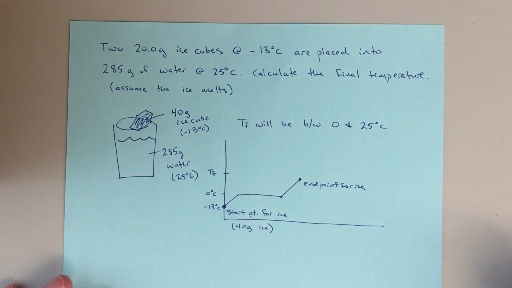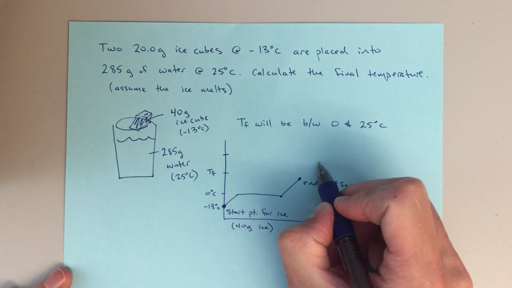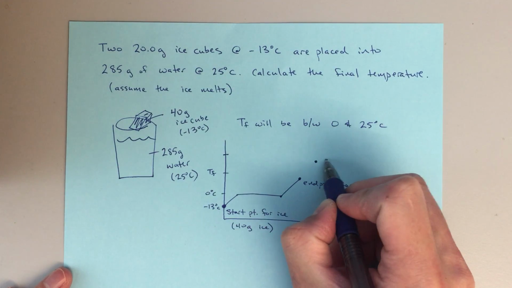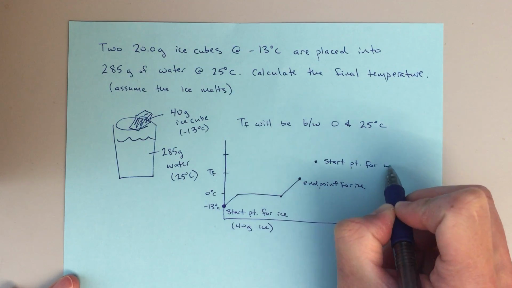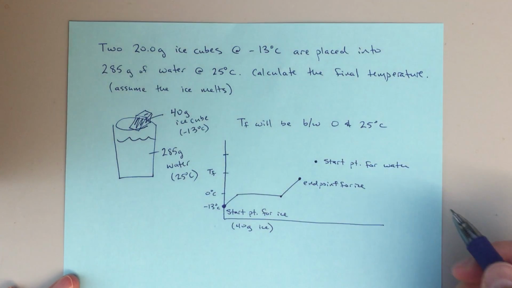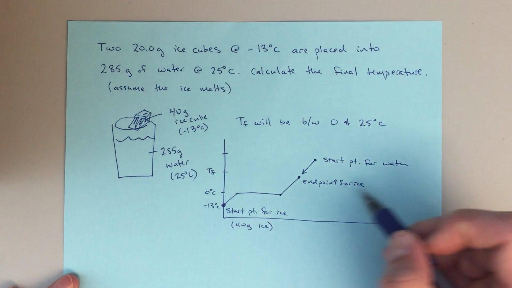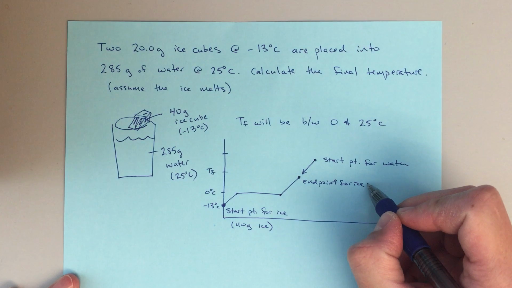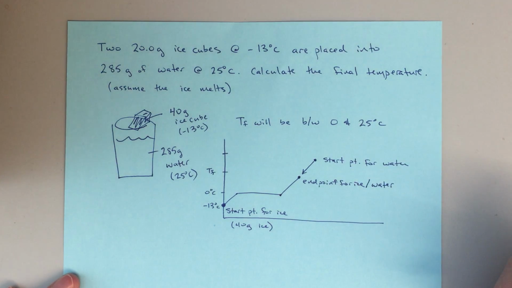Now, my water is going to start at 25 degrees, and it's going to decrease in temperature to get to the same endpoint. So this is the endpoint for ice, and it's the endpoint for water, the same T final.